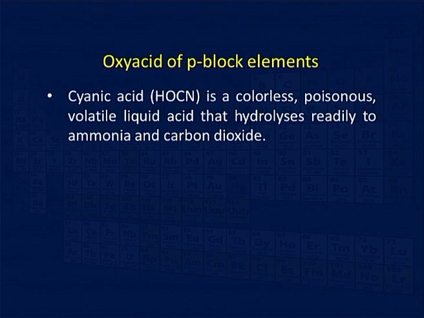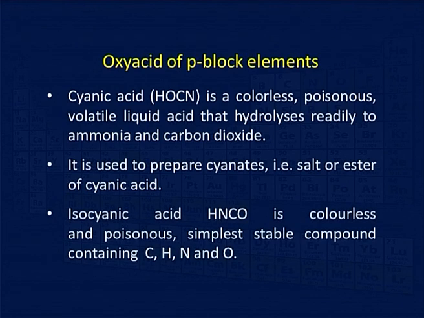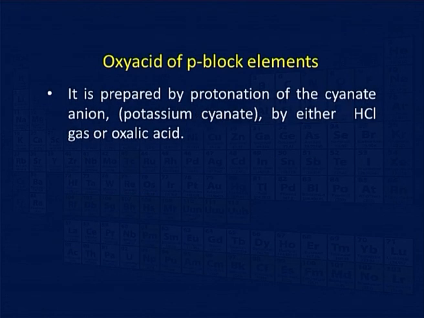Cyanic acid is a colorless, poisonous, volatile liquid acid that hydrolyzes rapidly to ammonia and carbon dioxide. It is used to prepare cyanates, that is the salts or esters of cyanic acid. Isocyanic acid is colorless and poisonous. It is the simplest stable compound containing carbon, hydrogen, nitrogen and oxygen. It is prepared by protonation of cyanate anions, usually potassium cyanate reacted with either HCl gas or oxalic acid.